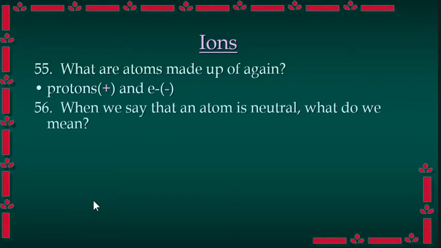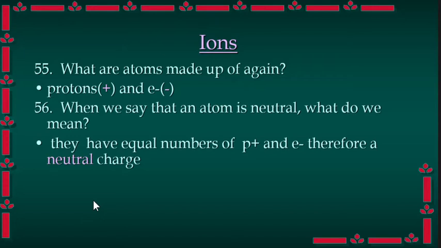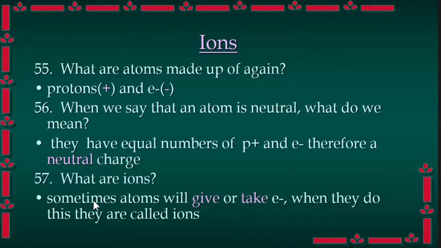When we say that an atom is neutral, what do we mean? They have an equal number of protons and electrons. Therefore, neutral. You have 5 positives, you have 5 negatives. 5 positive plus 5 negative is 0. But alas, that's not always the case. When we were doing the nuclear symbols, remember? We know that sometimes they can be positive or negative. When an atom loses or gains electrons, it is no longer called an atom. It is called an ion.